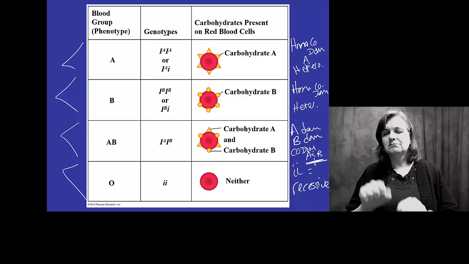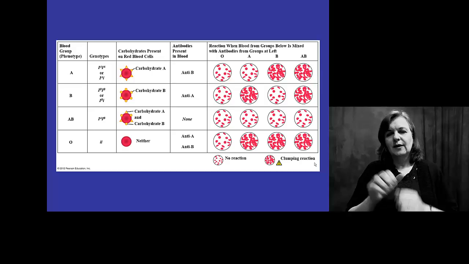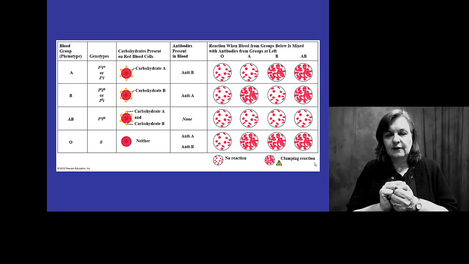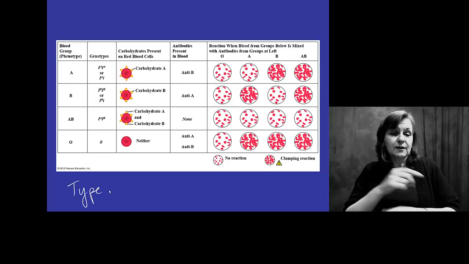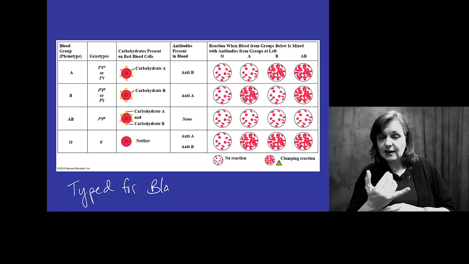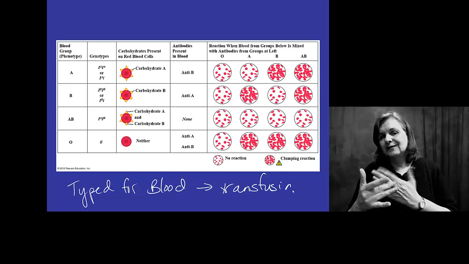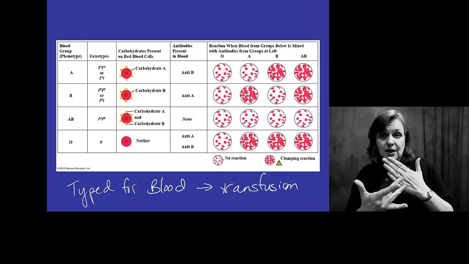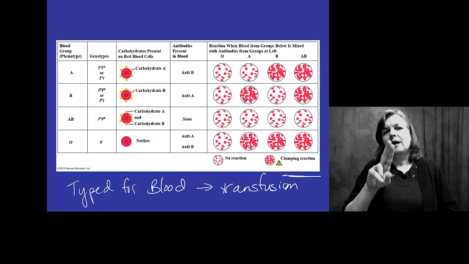We can test for this in the lab. We actually react it with antibodies to consider whether or not the blood actually clumps, okay? And this is why when you get typed for blood at the hospital, they want to know what your blood type is in case you need a transfusion, because they don't want to transfuse you with the wrong blood. If they do, the blood could clump and kill you. Okay, so this clumping reaction is the bad one. We don't want to see this heavy level of clumping.